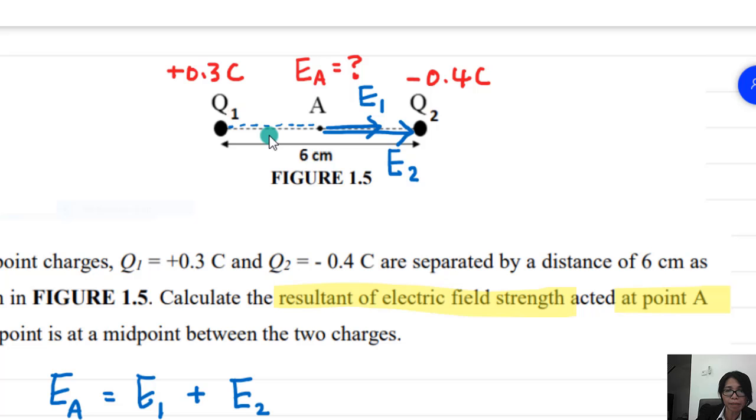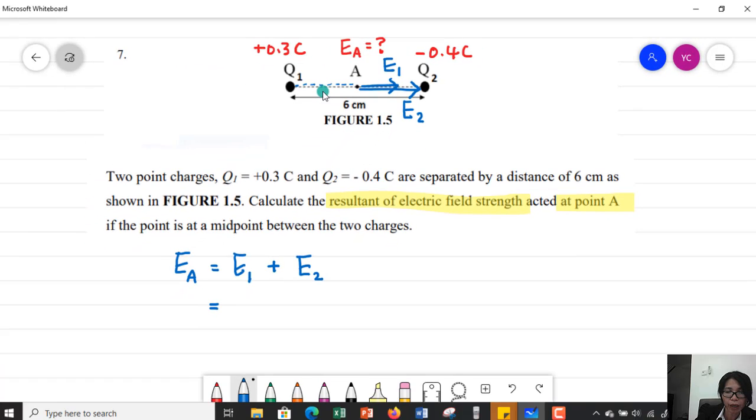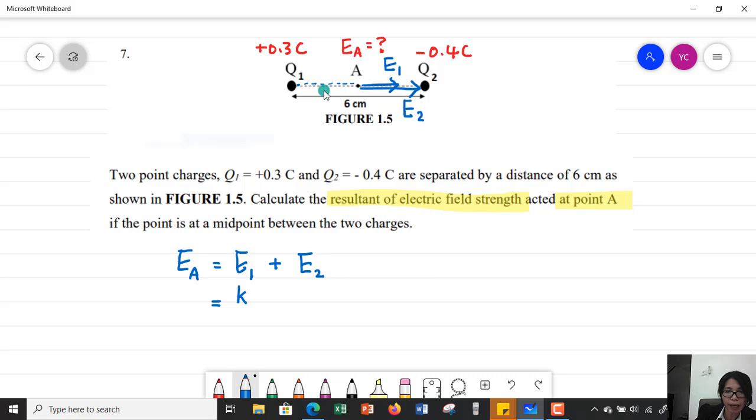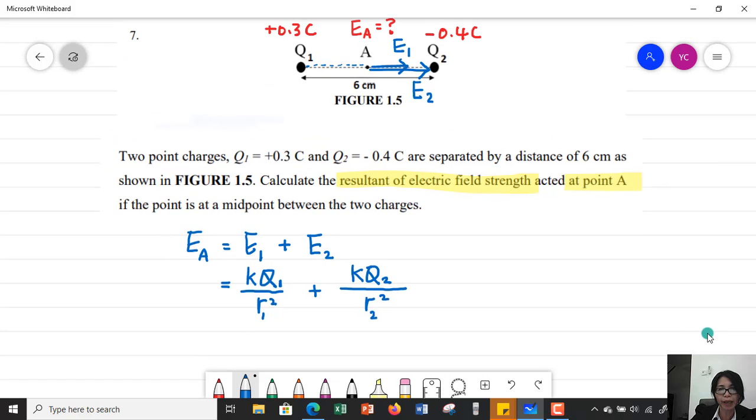So how do we calculate the magnitude for E1? We apply the equation E is KQ over R squared. So E1 will be KQ1 over R1 squared, where R1 is the distance of point A to charge 1, plus E2, which will be KQ2 over R squared. The R here will be the distance between point A and charge Q2, so I label it as R2. Okay, then we can put in the values.